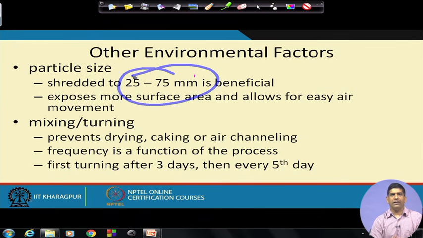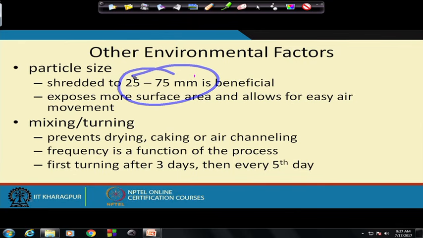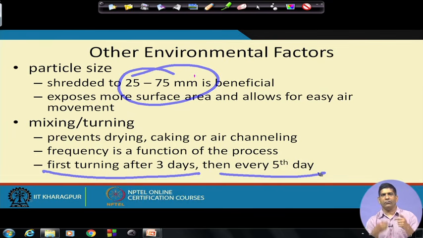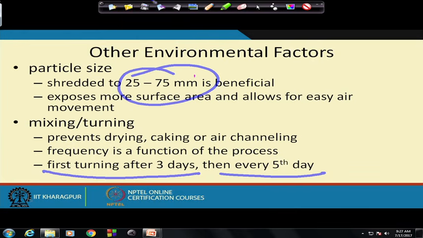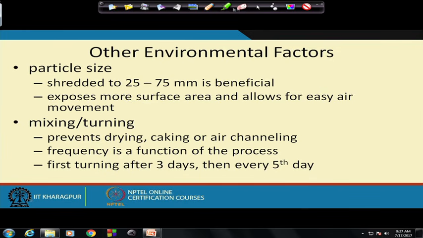Then you do the mixing and turning, which prevents drying, caking or air channeling. Frequency, again, you do it at a certain interval. First turning we do after 3 days, then after that every 5 days we do the turning. While turning, essentially what we are doing is adding air. We are mixing air into the compost pile. So these are some of the environmental factors.